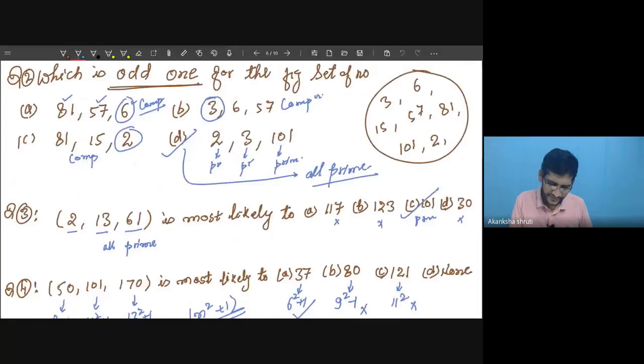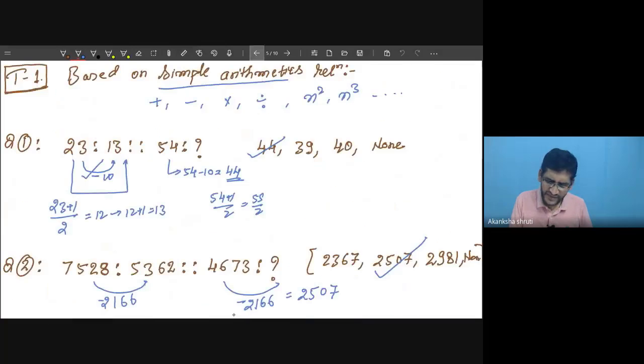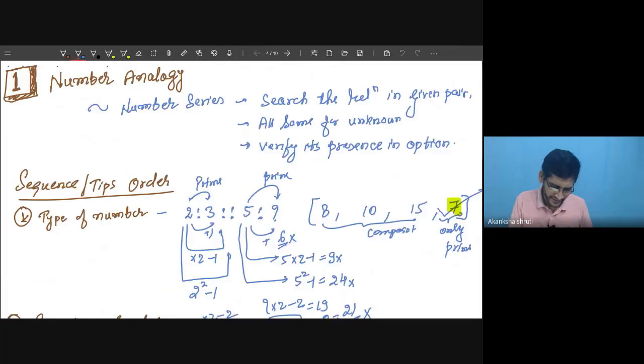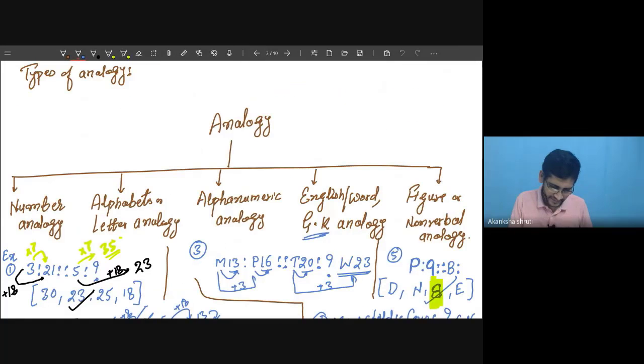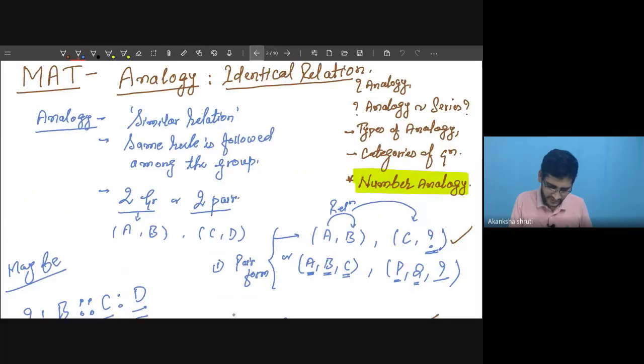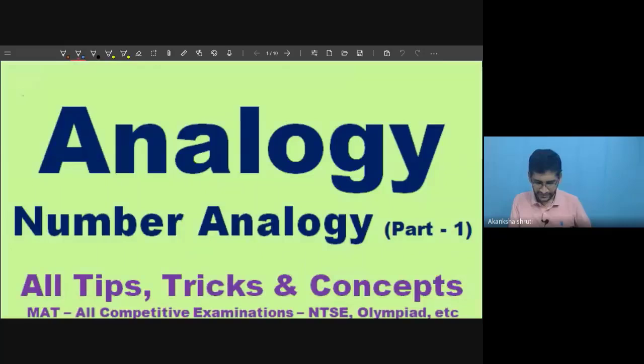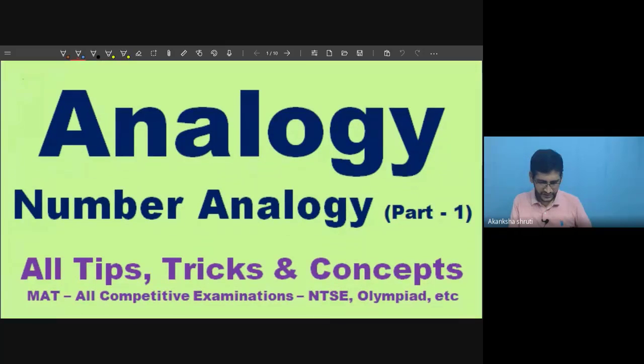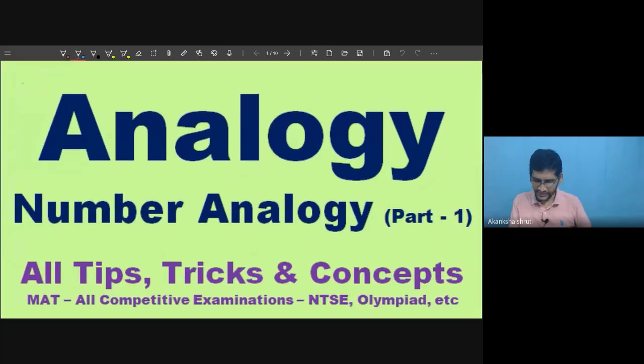Students, we started with the very simple type of analogy. What is analogy? What is math? We started with this. So this analogy chapter, exclusively the number analogy, we have finished. In number analogy, whatever the 6 tips I have given to you, you have to keep in mind.